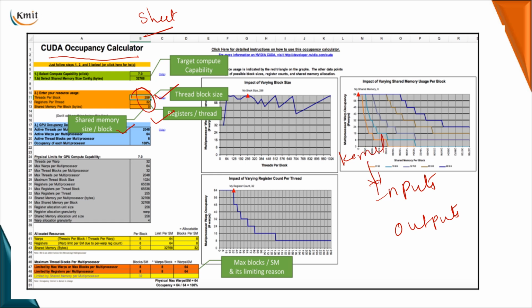Once you provide these inputs, you get your outputs depicted in the form of graphical representations: the usage of threads per block, and the impact of varying the shared memory usage per block. So as you vary your block size, this is the depiction, and as you increase the registers count per thread, this is the depiction. These are graphical representations of changing the parameters. This would be the output given by an occupancy calculator.